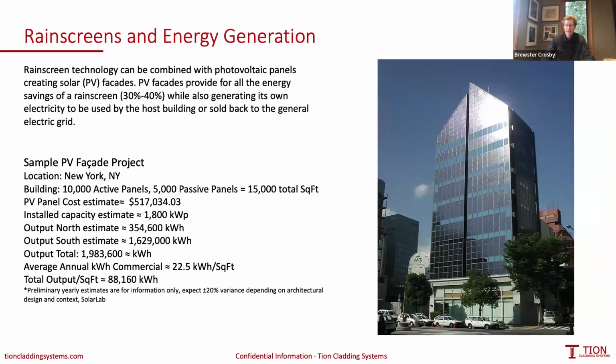This just looks quickly at what a solar project, vertical solar project, would look like in New York City. And, you know, again, when you put this whole package together and you look at the savings of energy through a high quality rain screen and then the ability to generate energy, you have a really nice offset that will drive the net zero goals quite rapidly for a lot of the existing footprints in New York City or any other city for that matter.